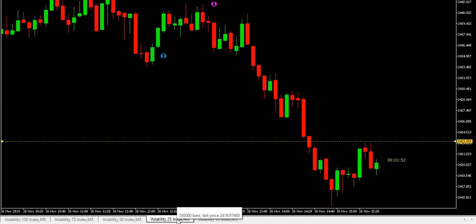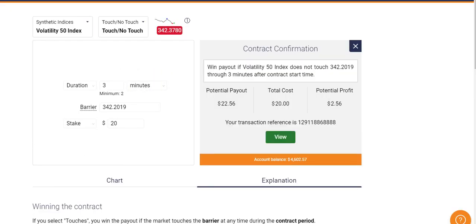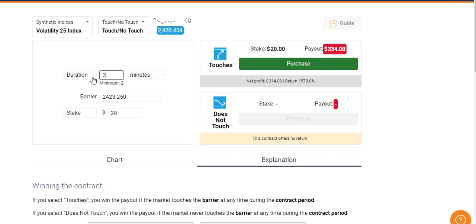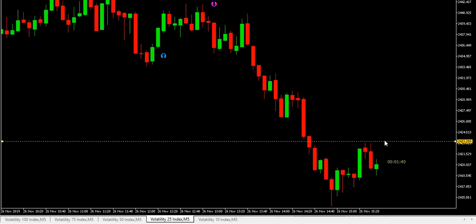Those three setups would be okay for me. 25 seems to be moving in a way. We have 2 minutes. 25, 2 minutes. Can it give us something? 2 minutes. The broker is saying, no way.